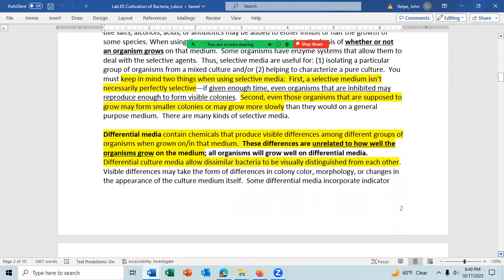There's also differential media, and these media contain chemicals that produce visible differences among different groups of organisms when grown on that same media. These differences are unrelated to how well the organism grows on the medium, but it does allow dissimilar bacteria to be visually distinguished from each other. There may be different colors on a differential media.